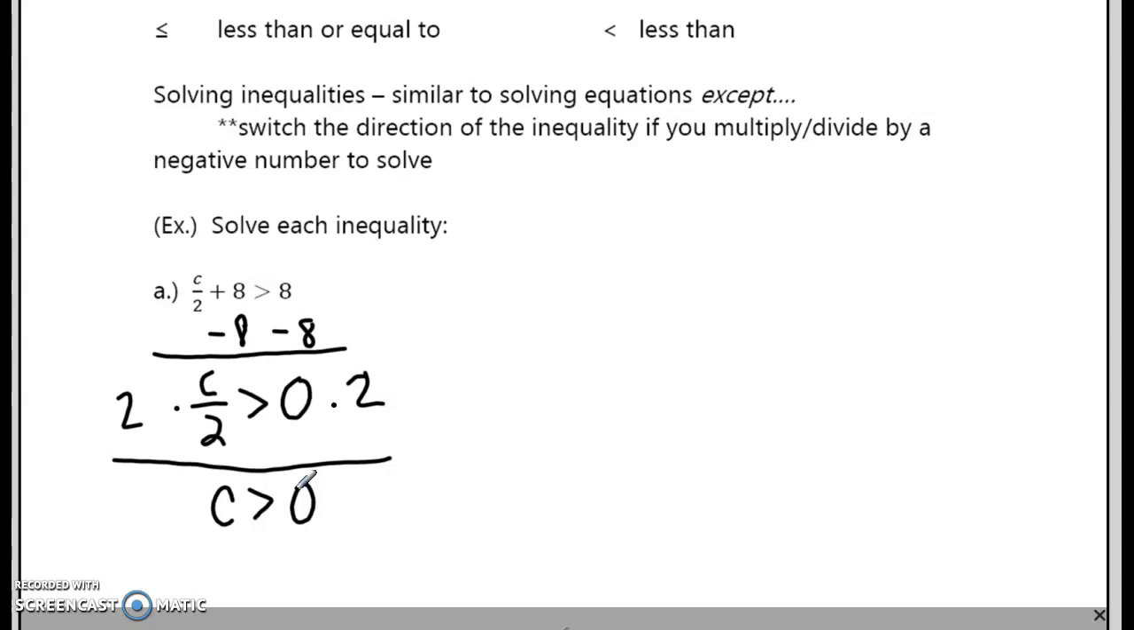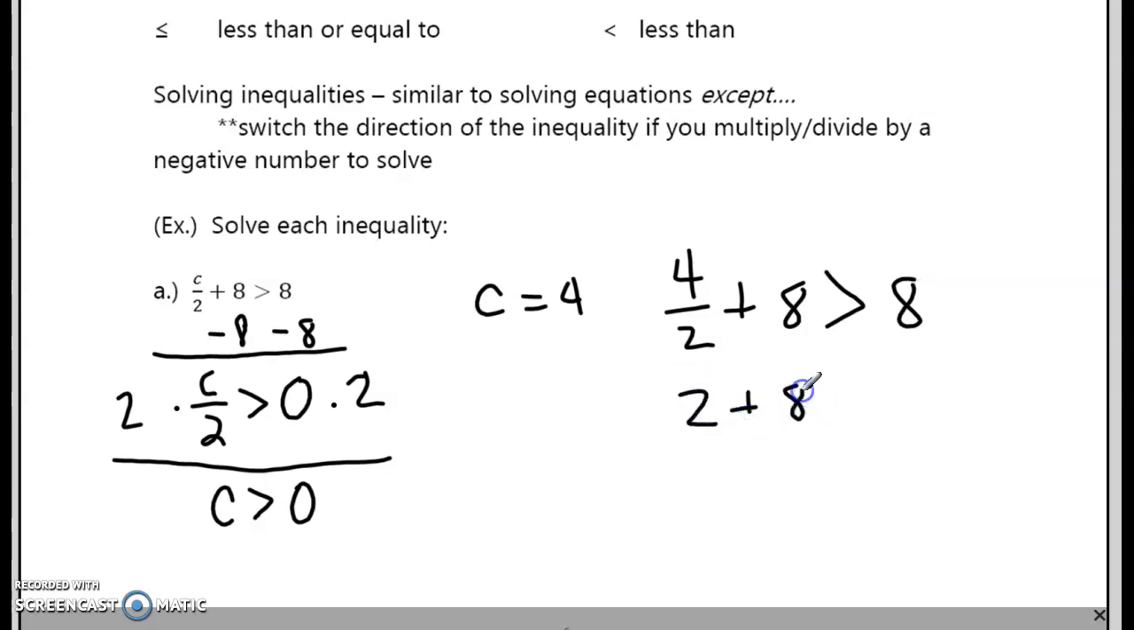So for example, if we plugged in a 4 for c, let's say c equals 4. I could put 4 over 2 plus 8, and that should be greater than 8. 4 over 2 is 2. 2 plus 8 is 10. 10 is greater than 8. So this tells me, this is my answer, and it tells me that there's a lot of values for c that work in this inequality.